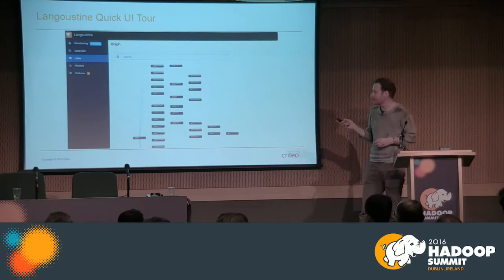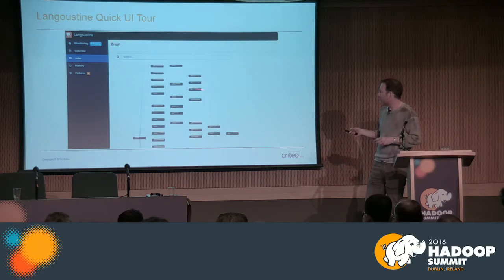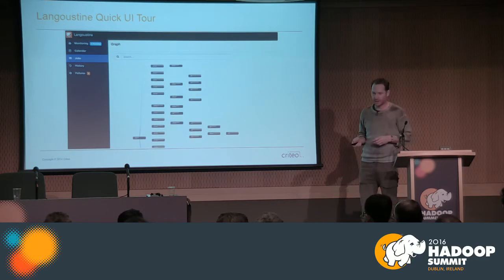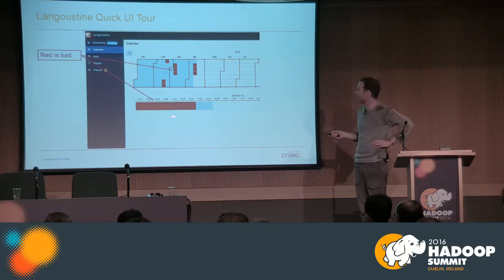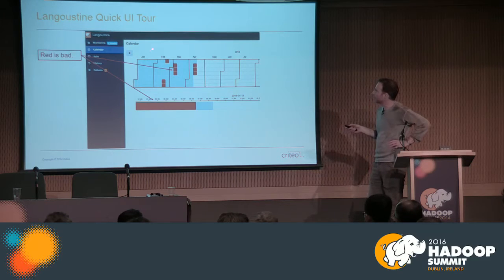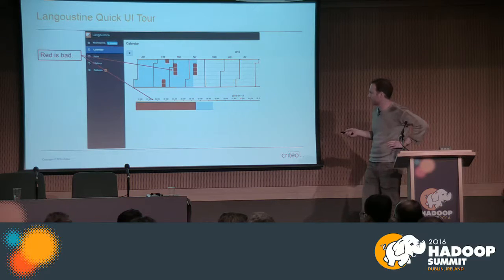So very quickly, this is the UI. There's the graph, options and things like that. You can zoom in on the graph. We can figure out what the state of our job executions are. We can see that there's some red spots here. That means that there's problems, there's gaps here, failures that we have to go investigate.